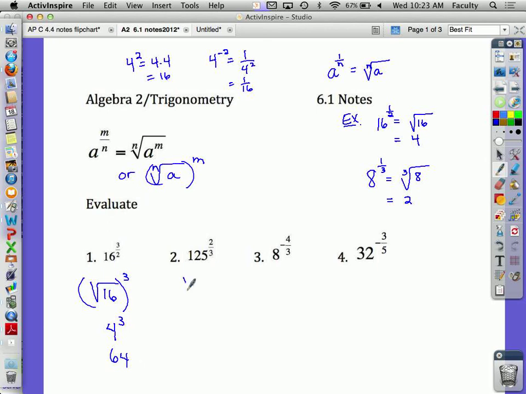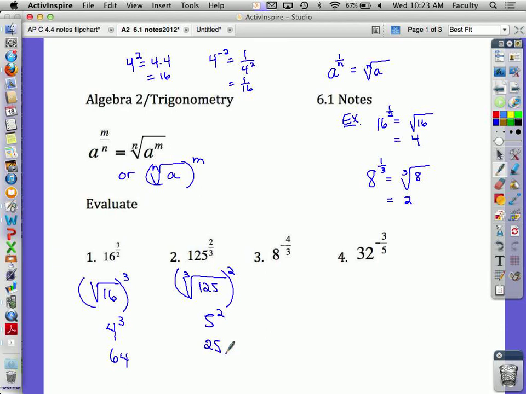Number 2, this will be the cube root of 125, and we're going to square it. If you need to, look at my sideboard here. And 125, what's the cube root of 125? 5. So it's 5 squared. 5 squared is 25.